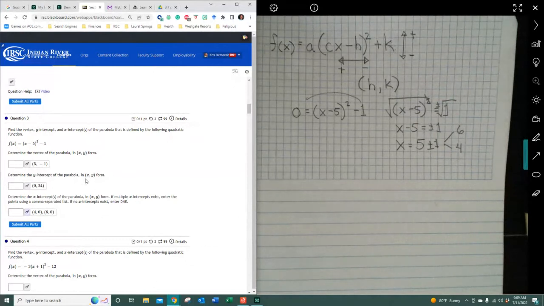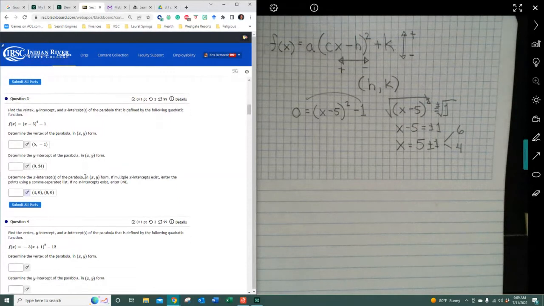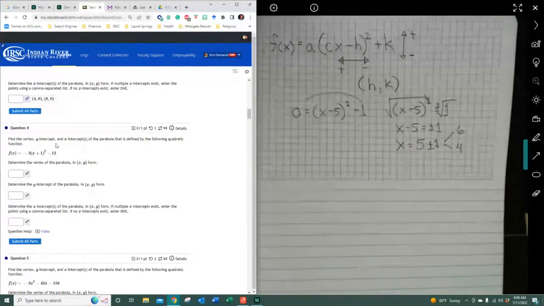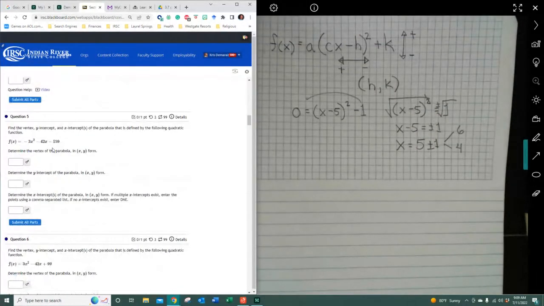Now they want you to have it in the form of writing as a point. Just make sure you take note of that, all right? All right, so I'll let you have this one. Same idea: find a vertex, find the y-intercept, find the x-intercept. Same thing goes for this.